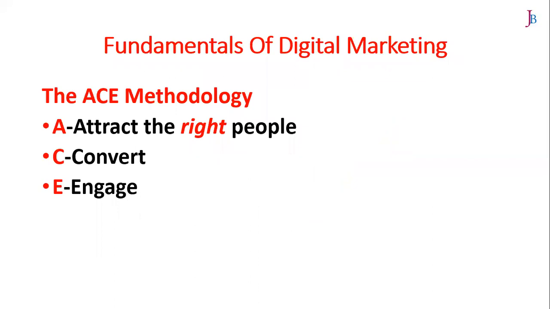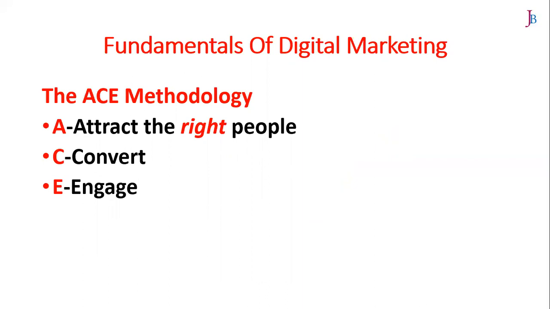Okay, so we're looking now at the fundamentals of digital marketing, and we are looking at the ACE methodology. This is very close to explaining the basic marketing funnel I just explained some minutes ago. Talking about the ACE methodology, the A stands for attract, and we said attract the right people. No matter how much you spend running an ad on social media, Instagram, Facebook, and Twitter, if your ads are reaching the wrong set of people, you will just be throwing your money away. That's why we said attract the right people.